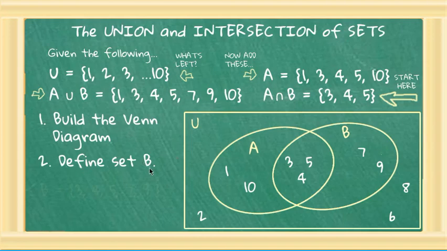So now we just have to define set B, so that's going to contain the 7 and the 9, as well as the 3, 5, and the 4. So now we can write that in our roster notation as B equals 3, 4, 5, 7, and 9. All right.